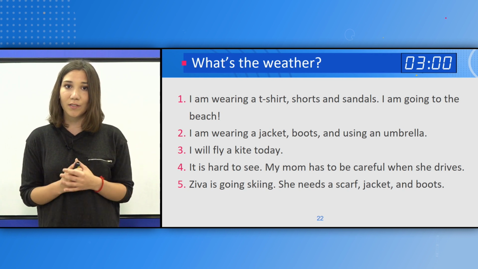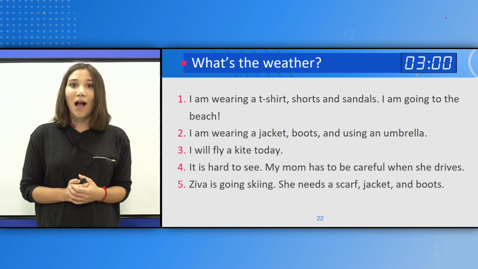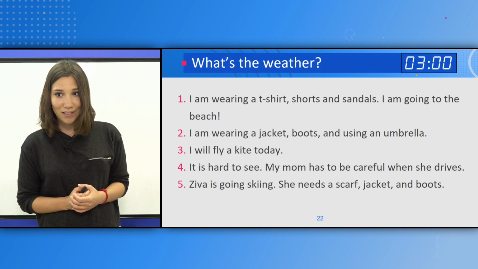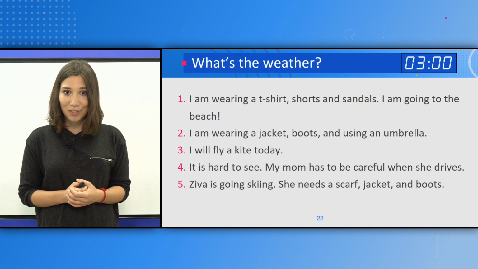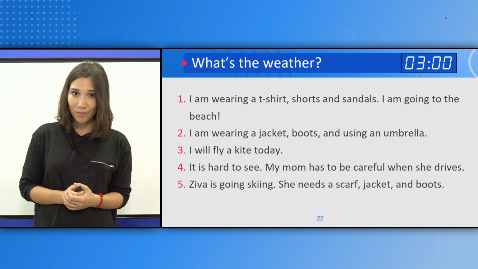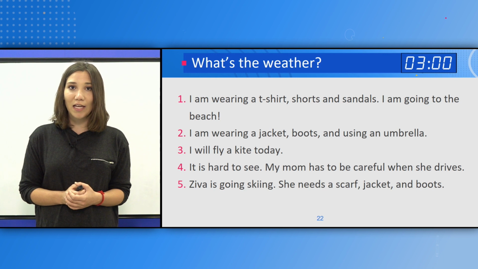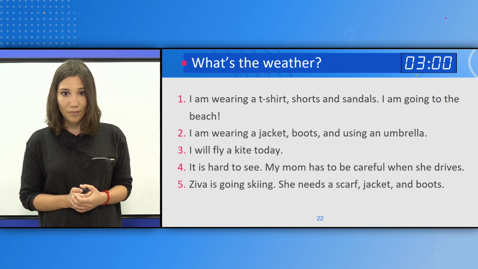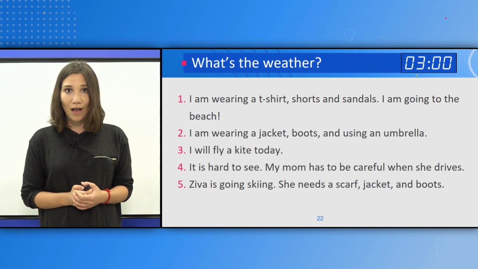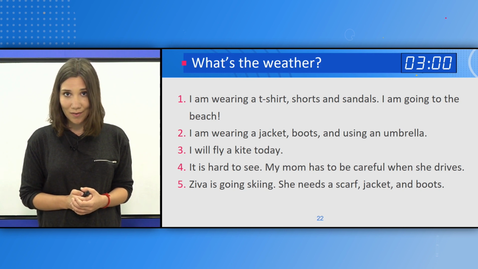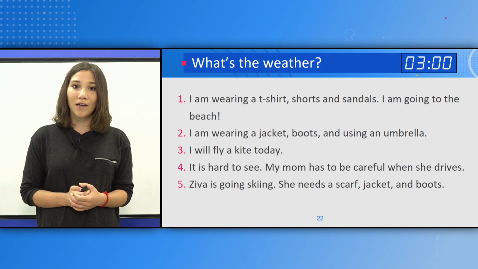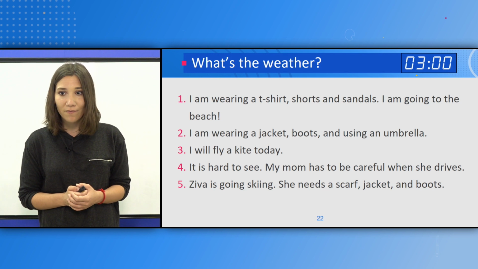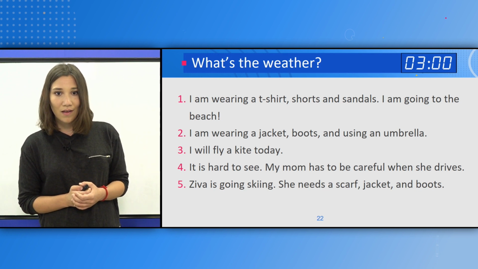So number 1, I am wearing a t-shirt, shorts, and sandals. I am going to the beach. Number 2, I am wearing a jacket, boots, and using an umbrella. Number 3, I will fly a kite today. Number 4, it is hard to see. My mom has to be careful when she drives.